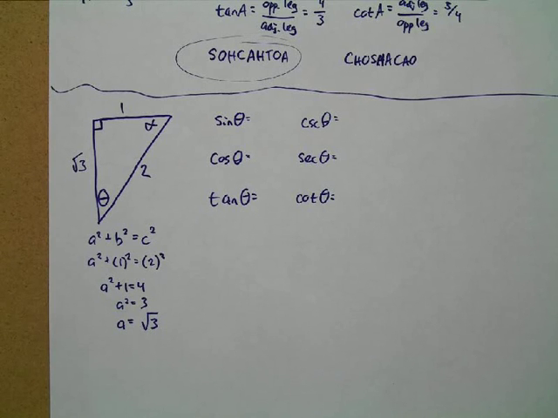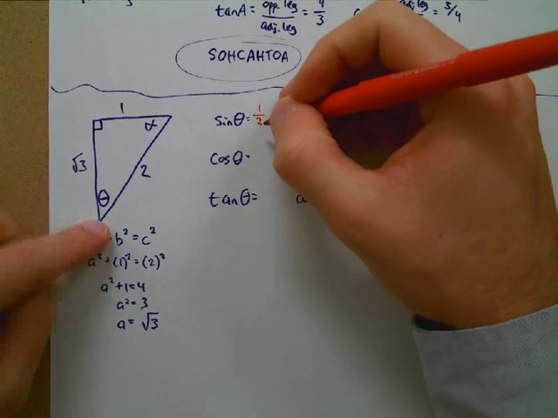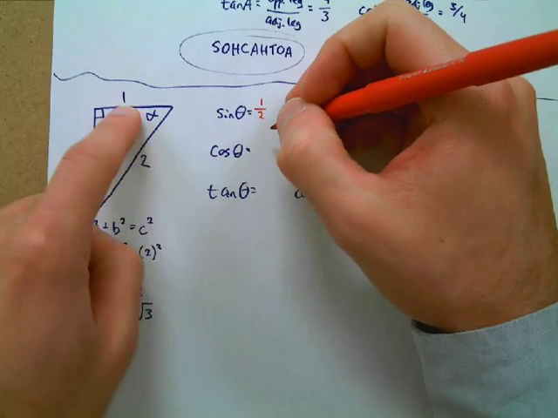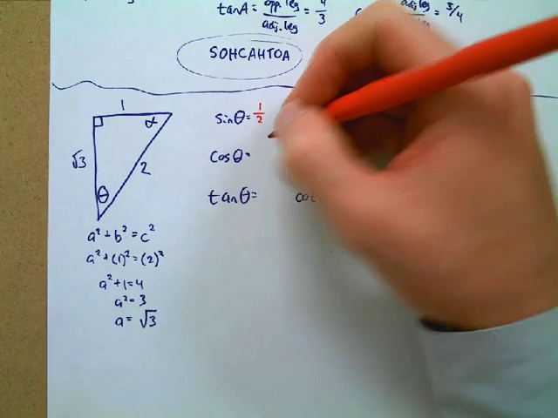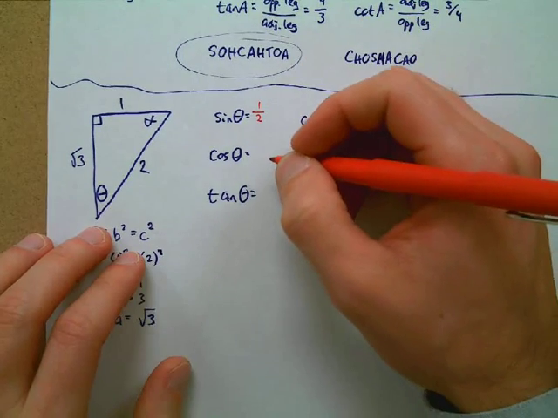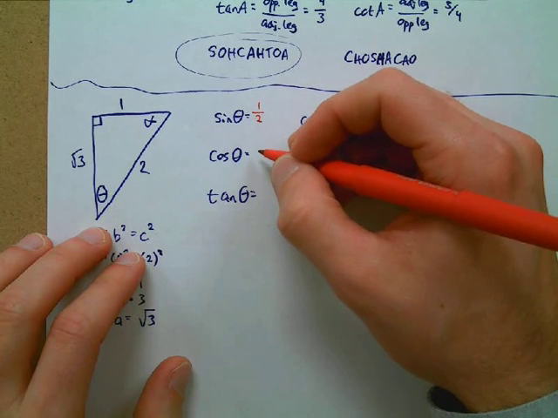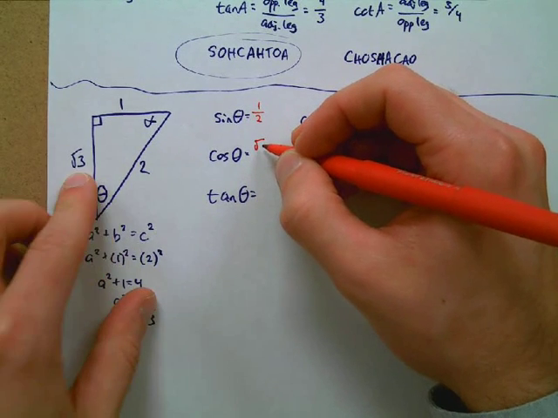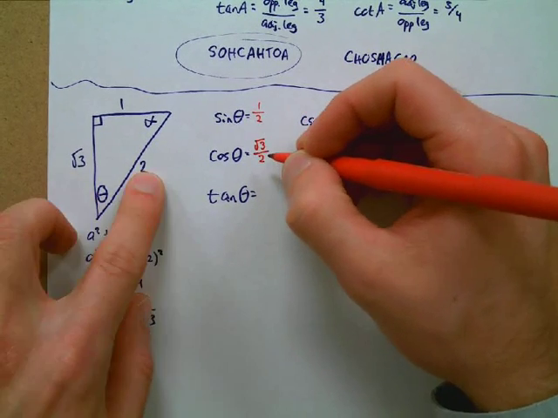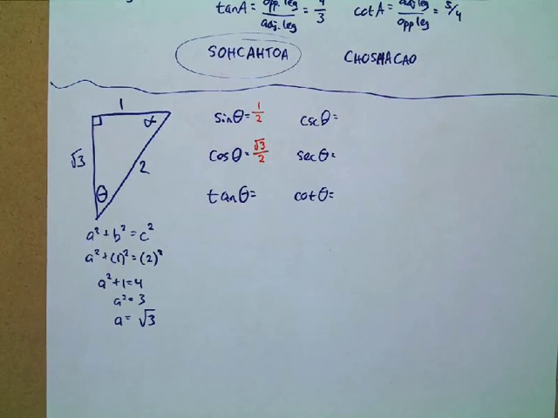All right, so Cece, what'd you get for sine of theta? 1 over 2. Opposite leg 1 over hypotenuse 2, good. How about for cosine theta, Cece? Yep, adjacent leg, square root of 3 over hypotenuse 2, good. And then what about tangent, Cece? 1 over the square root of 3, right. Good.